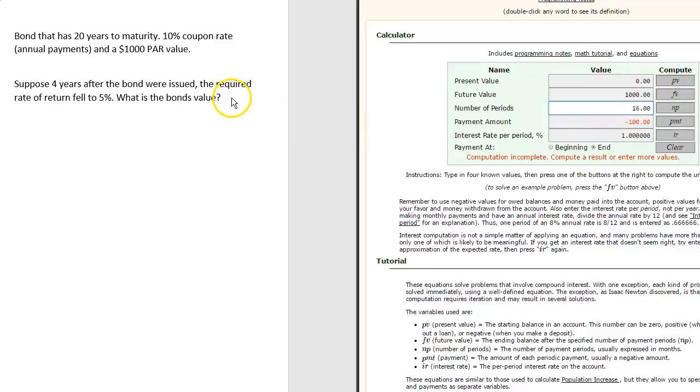How many more payments are you going to basically receive from the company, those interest rate payments? And we've got 16 left because 4 of them have already expired, already gone by.